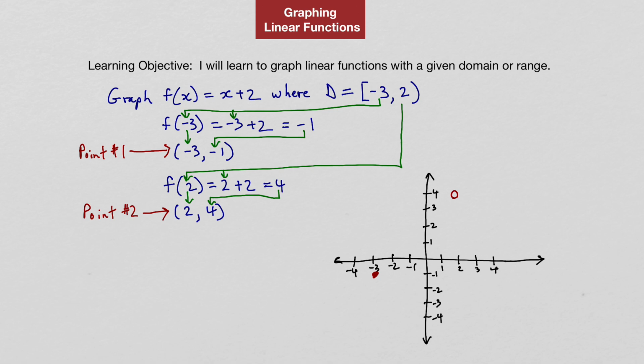Now that we have those 2 points, we can draw a straight line. And there we have it. That is the graph of the function f of x is equal to x plus 2, where the domain is equal to -3 to 2. Okay, so let's take a look at another example where instead of being given a domain, now we're going to be given a range.